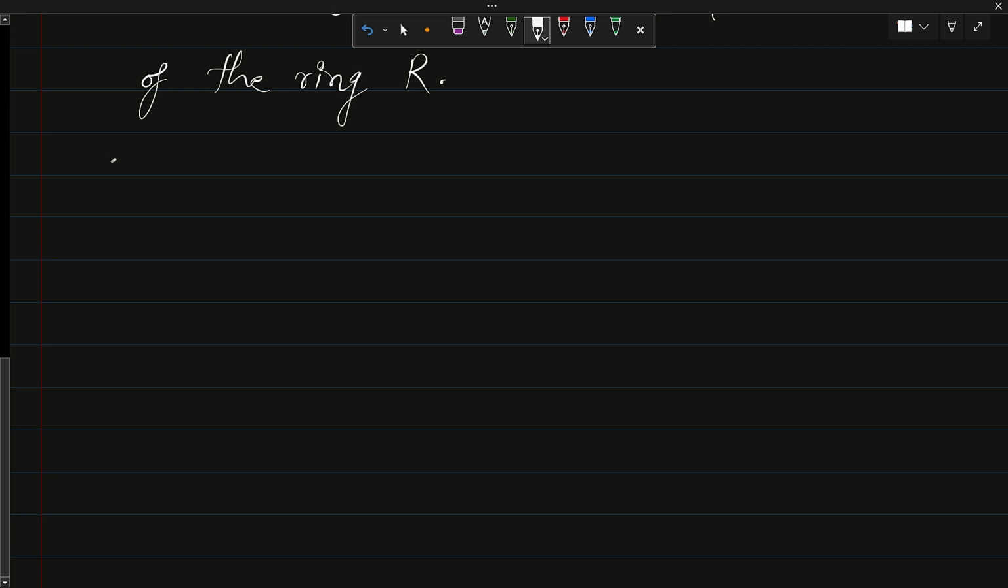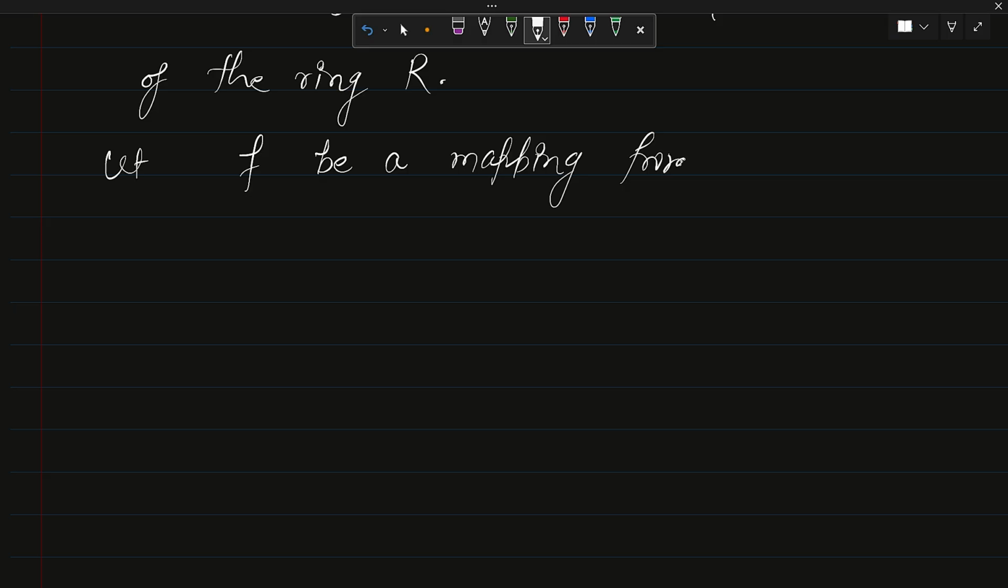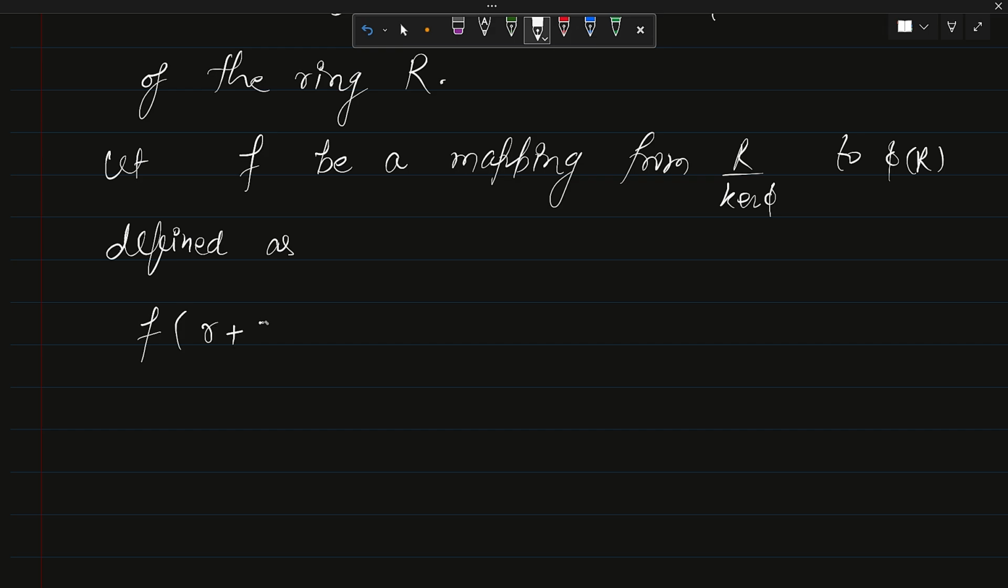So let f be a mapping from R by kernel of phi to phi R defined as f of R plus kernel of phi equals phi of R. So we are having R plus kernel of phi and its mapping goes to phi of R. So the elements here will be of the kind phi of R, because this r is an element of R, for all r belonging to the ring R.